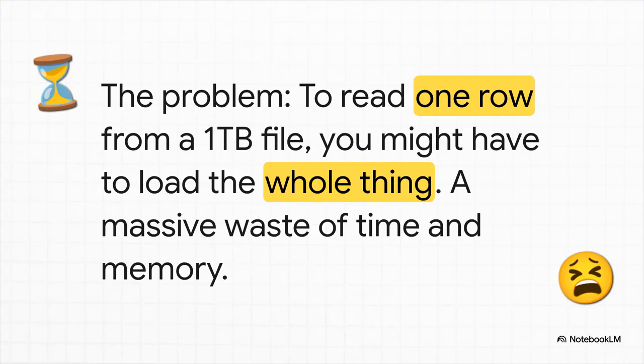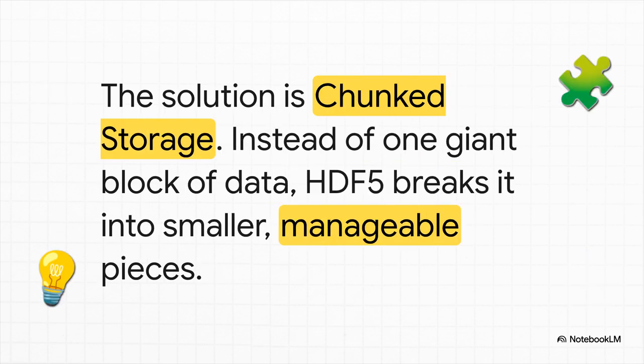Let's go back to that performance issue for a second. With a typical file, your data is just one giant, continuous block on the disk. So if you want to read a single row from the middle of a terabyte-sized file, the computer often has to read all the data that comes before it. For a huge file, that is a colossal waste of time and memory. HDF5's solution to this is just brilliant. It's called chunked storage. So instead of having one massive, indivisible block of data, it breaks everything up into smaller, much more manageable pieces. And we call them chunks.